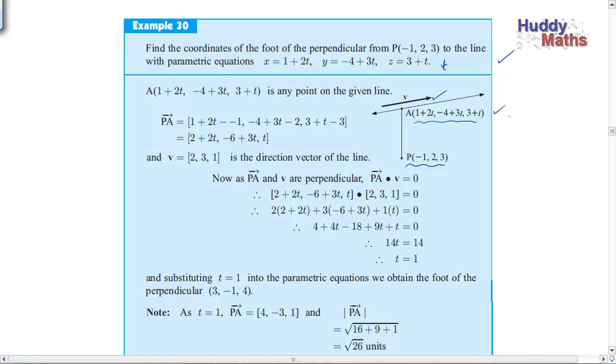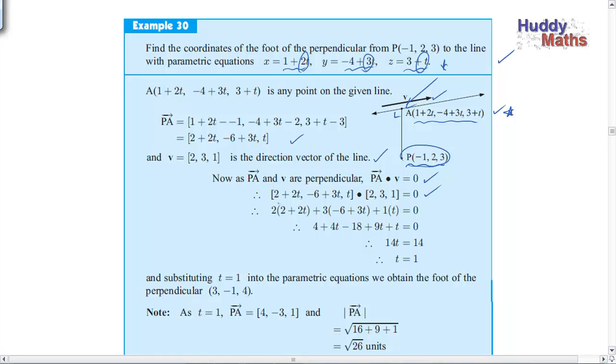So one little trick here is to let A have the general parametric coordinates given by that. If that's any point on the line, then PA, our vector from there to there, would be given by this vector. And there's the direction vector of the line. If this is perpendicular, because we want this point here, then the dot product must be 0.